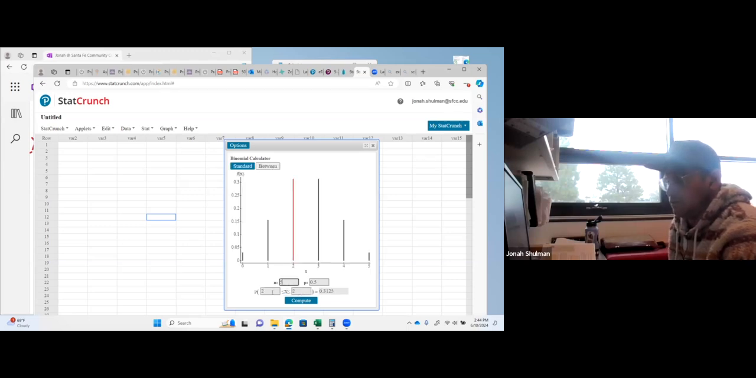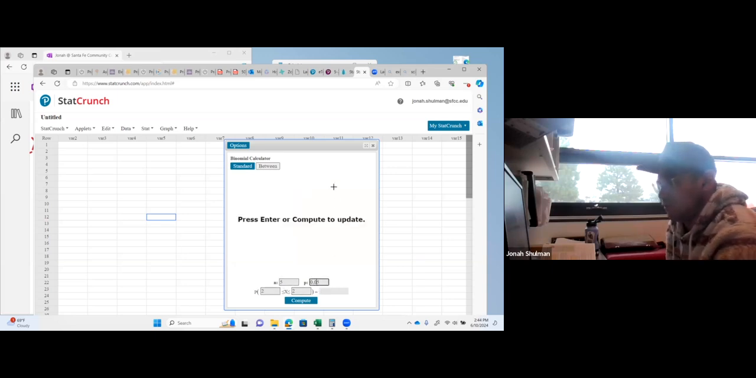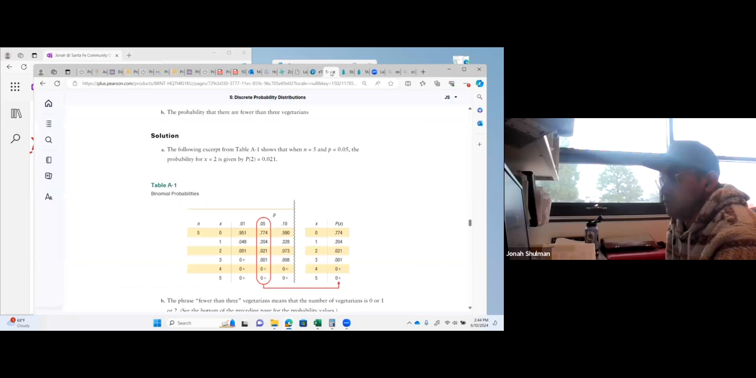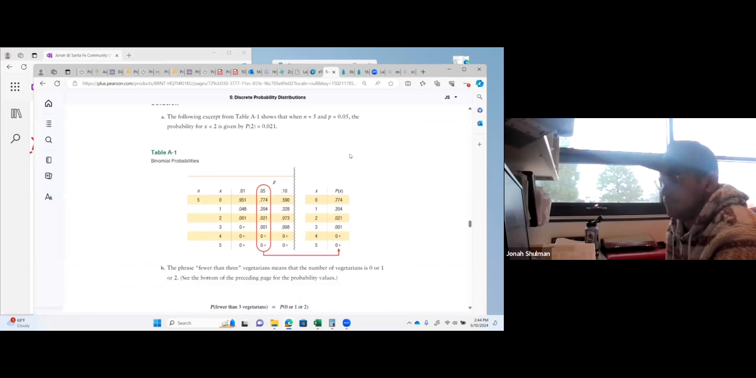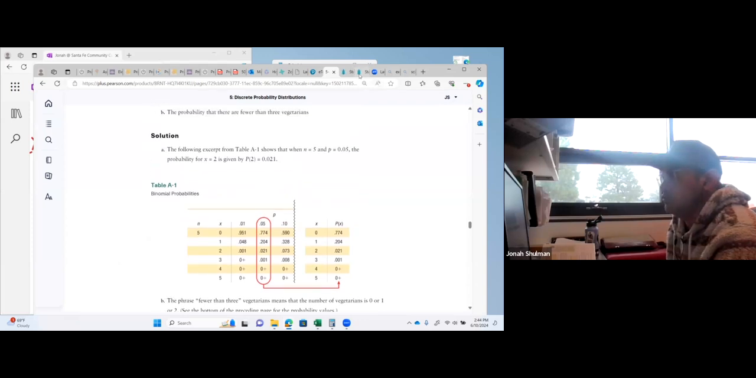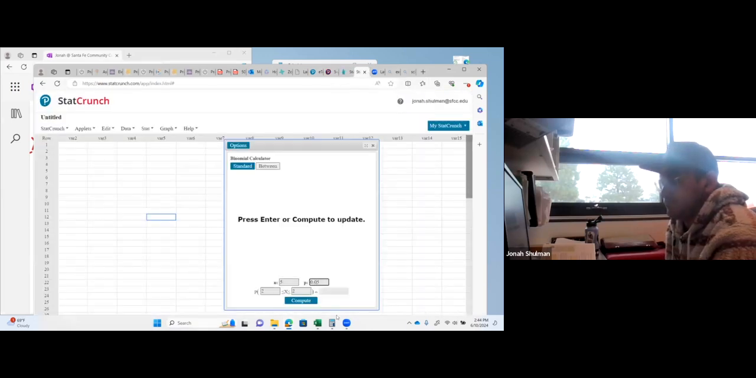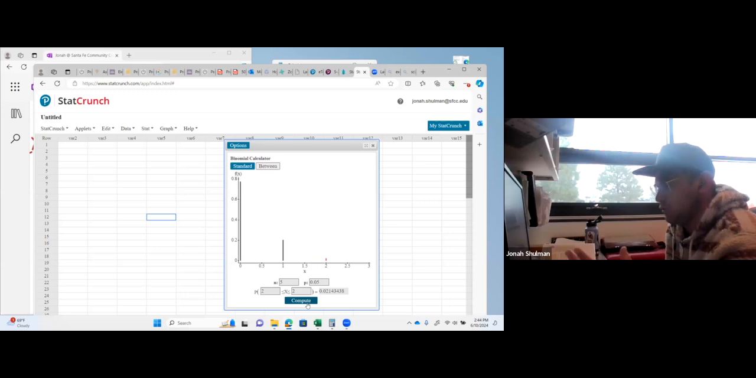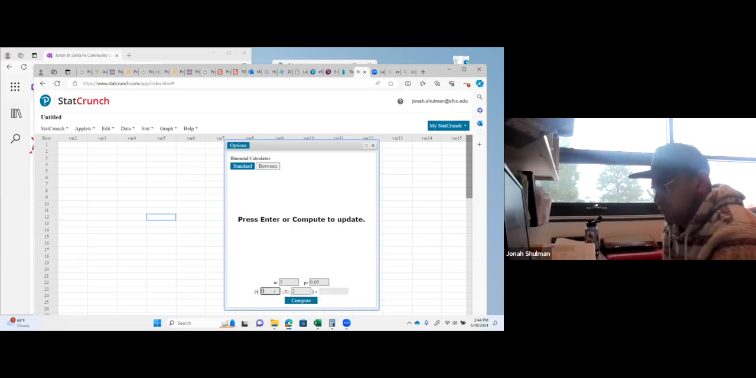We go between 2 and 2, randomly selecting 5, and I believe they said it was 0.05 for vegetarians. Yeah, 0.05 for vegetarians. So we should get 0.021. 0.021, ta-da, totally works. All right, now if I want from 0 to 2, I hit compute.